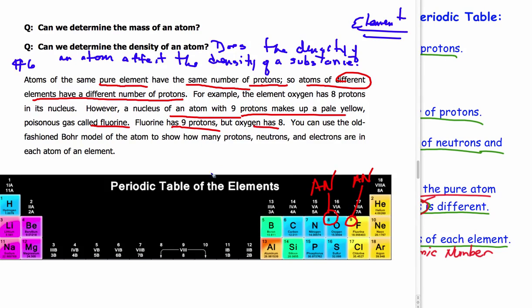You can use the old-fashioned Bohr model, and this is what you've seen a sketch of earlier, with the energy rings and the nucleus in the middle and the electrons in the electron cloud around. And we can show how many protons, neutrons, and electrons are in each atom of an element. And what we're about to do is to actually sketch some atoms and engage in some activities where we're creating atoms. We're sketching them, or we're creating them.